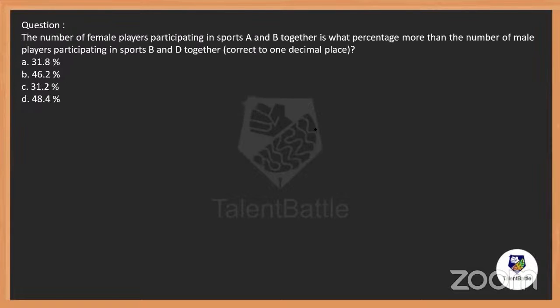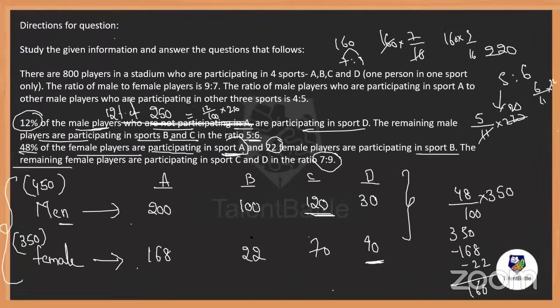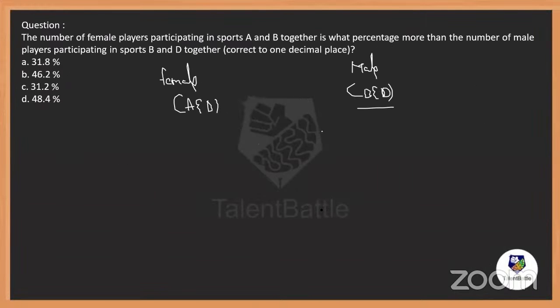Now look at this one. What about this question? The number of female participants in A and B together is what percentage more than the number of male participants in B and D together? They're asking female in A and B together and male in B and D together. How much percentage more? So female in A and B is how much? We already got the values. 168 and 22. Here 100 and 120. 190.